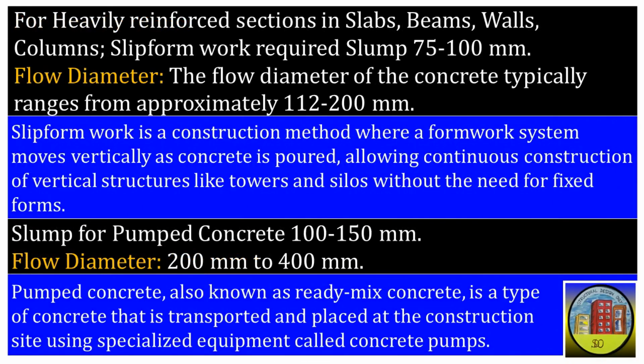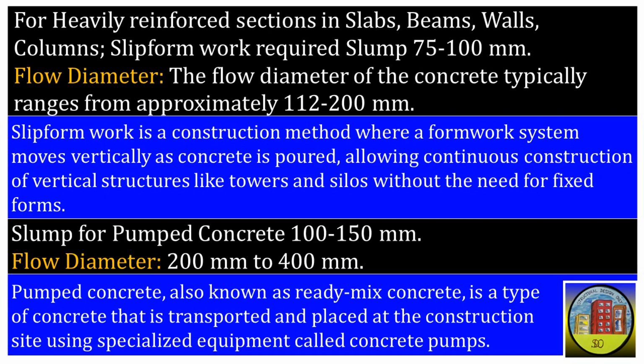For heavily reinforced sections in slabs, beams, walls, columns, slip-form work required slump 75 mm to 100 mm. The flow diameter of the concrete typically ranges from approximately 112 mm to 200 mm. Now the question is, what is slip-form work? Slip-form work is a construction method where a formwork system moves vertically as concrete is poured, allowing continuous construction of vertical structures like towers and silos without the need for fixed forms.